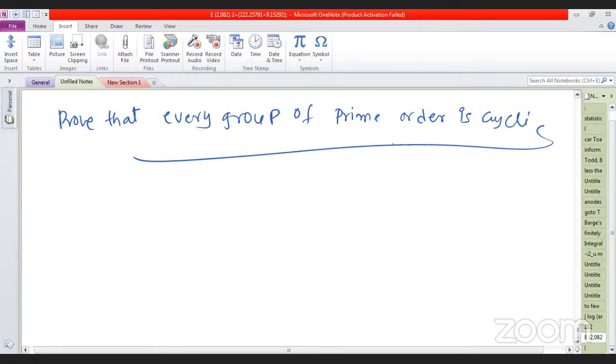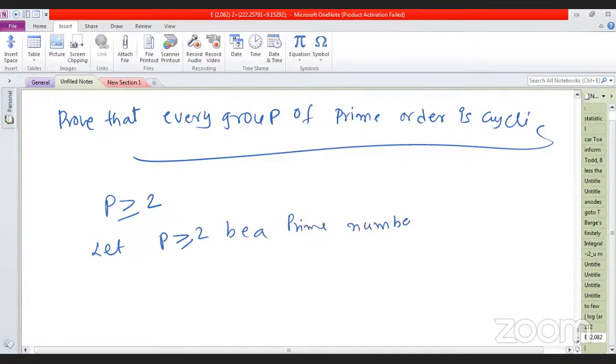Prove that every group of prime order is cyclic. What is the meaning of prime order? Anyone tell me? 2, 3, 5. Maybe the number of elements of the group is a prime number? Yes, sir. Very good.